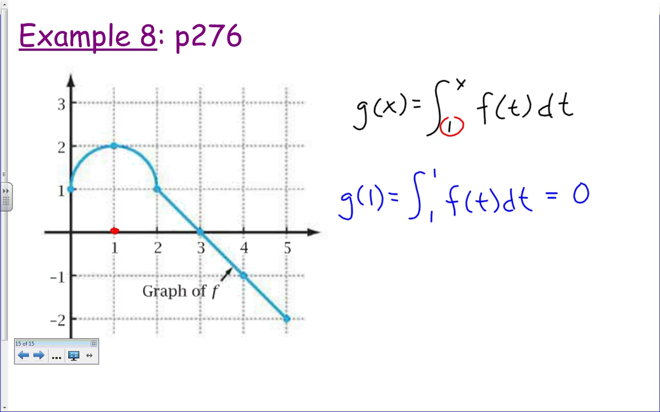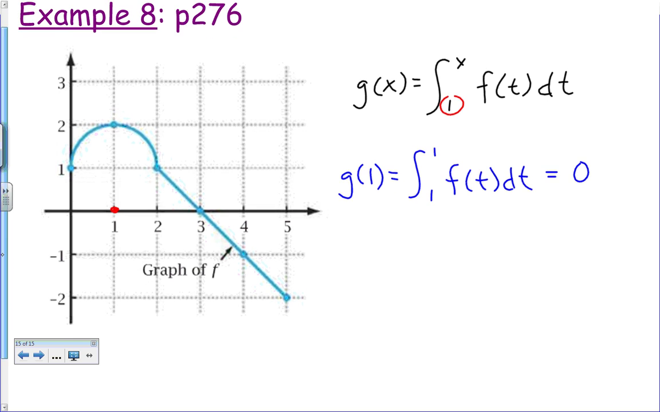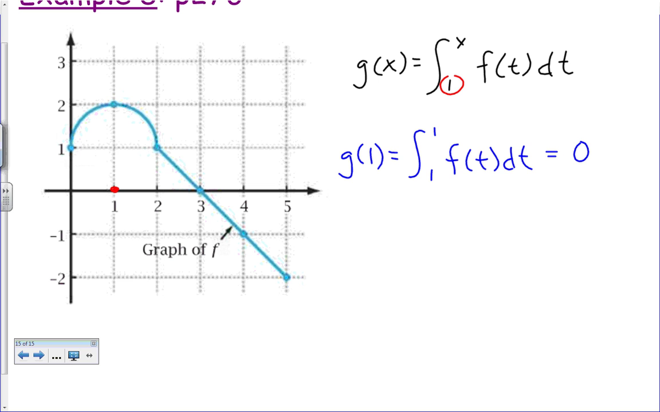That right there we have a value of 0. All right, let's move forward to the next point here at 2. So g of 2, just replacing the value of x there with 2, we'd integrate from 1 to 2 of f of t dt. Now this means find the area under this curve from 1 to 2.